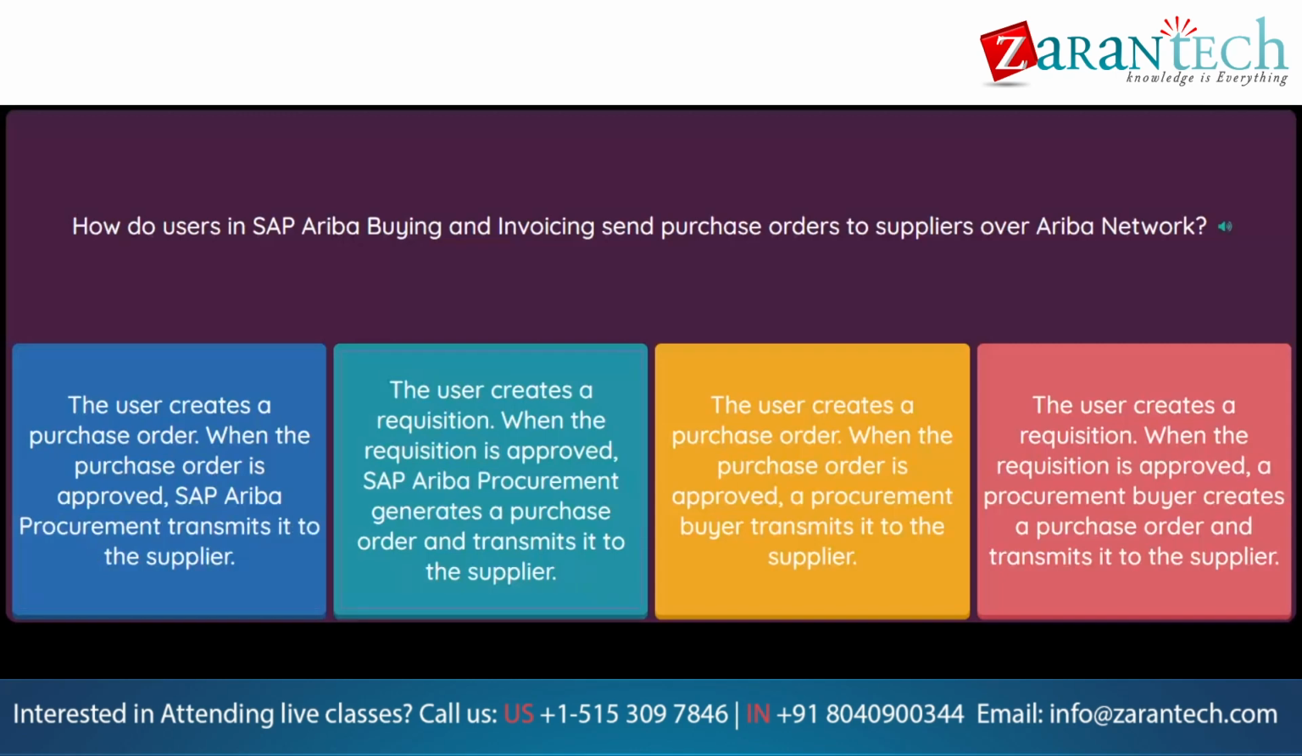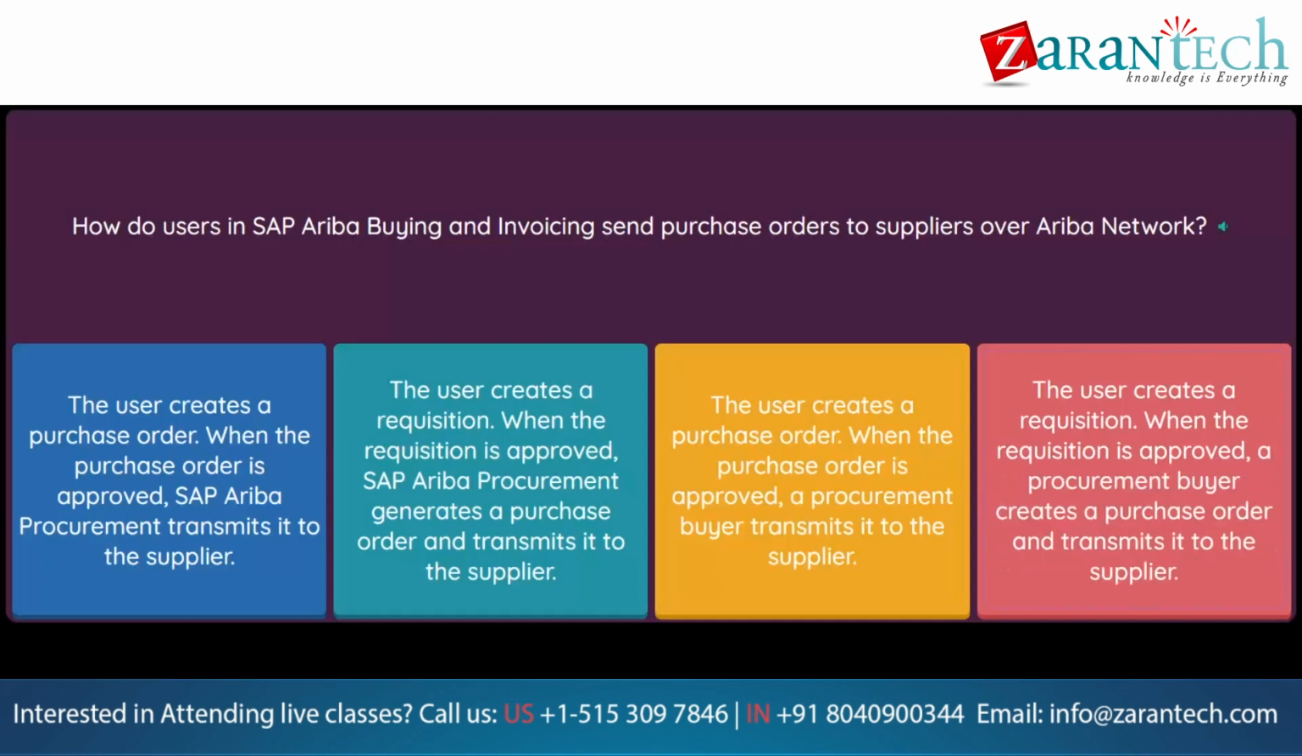Option 2: the user creates a requisition. When the requisition is approved, SAP Ariba Procurement generates a purchase order and transmits it to the supplier. Option 3: the user creates a purchase order. When the purchase order is approved, a procurement buyer transmits it to the supplier. Option 4: the user creates a requisition. When the requisition is approved, a procurement buyer creates a purchase order and transmits it to the supplier.